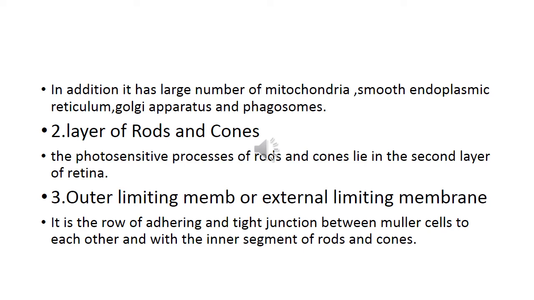Then coming over to the second layer, which is the layer of the rods and cones. Then number three is the outer limiting membrane or the external limiting membrane. It is actually the rows of adhering and tight junctions between the molar cells to each other and with the inner segments of the rods and cones. So this is actually the external limiting membrane, and then comes the next layer.